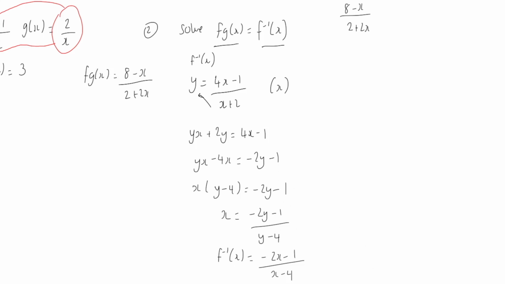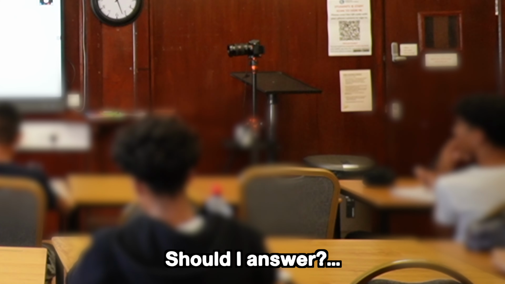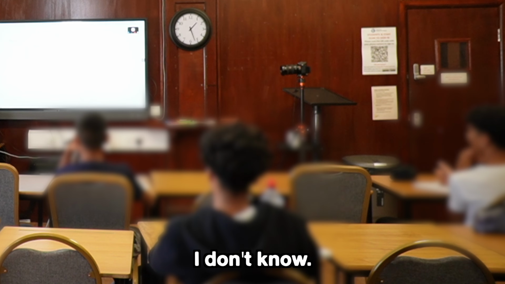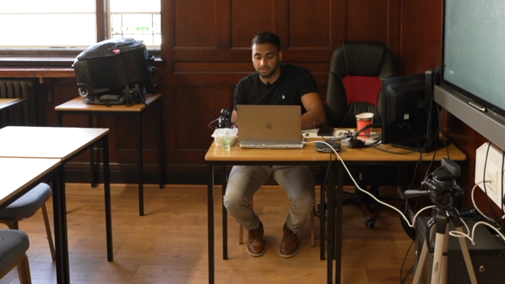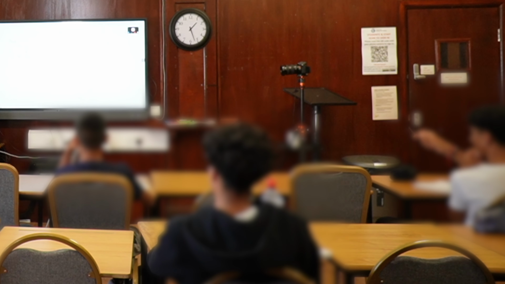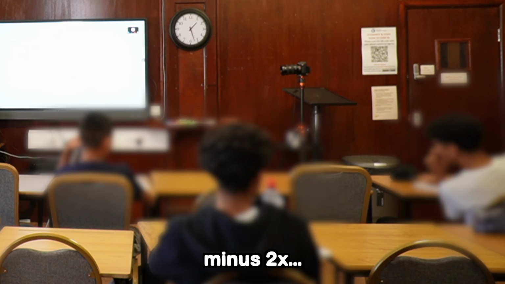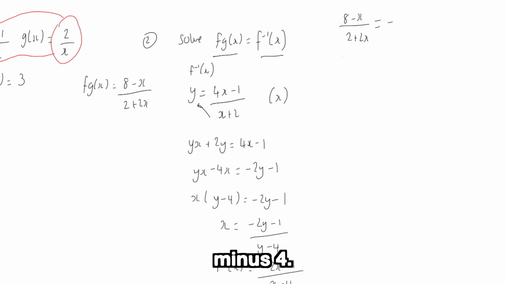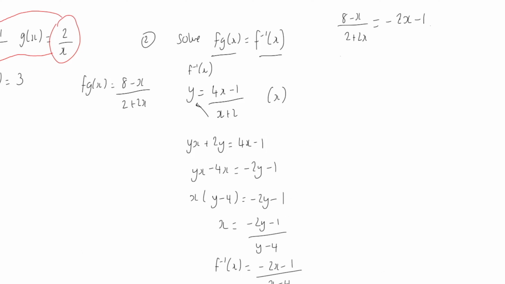And what do I need to do now? You have to answer. No, just marvel at my beautiful handwriting, of course. Answer. I found fg of x. That's your answer. Oh no, you have to equate it to what? f minus 1, which is what? So those contact lenses are not really working, is it? Minus 2x minus 1 over x minus 4.